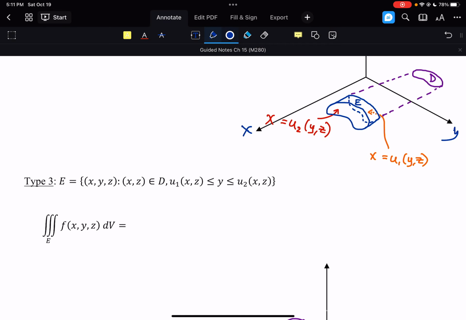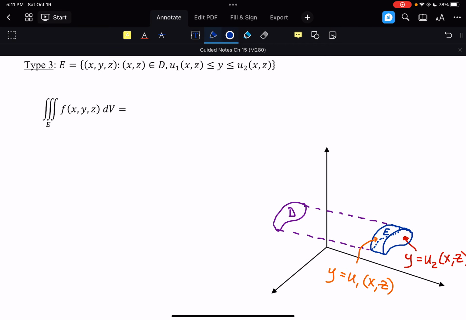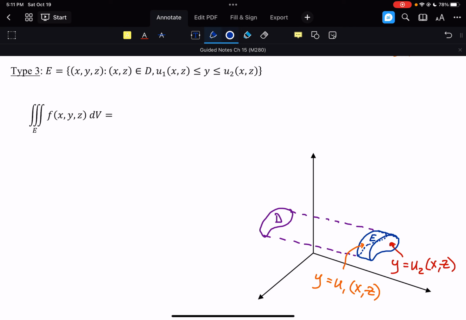So similarly, we have the type 3, where we have now y going between a function of x and z. So that's our solid E between u1 and u2, projecting back onto the region D, which in this case is in the xz plane, because everything is in terms of x and z.